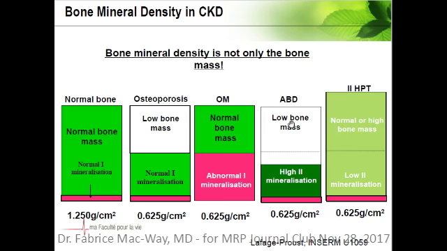If you have adynamic bone disease, by definition, you don't form bone. You have a very low bone mass. But because of the very low bone mass, you have what we call a higher process of secondary mineralization. So you could have exactly the same amount of bone mineral density. And the same for secondary hyperparathyroidism bone disease. You have higher deposition of bone, but because of the high bone turnover, you don't have time to mineralize the bone. So you could have exactly the same amount of bone mineral density.